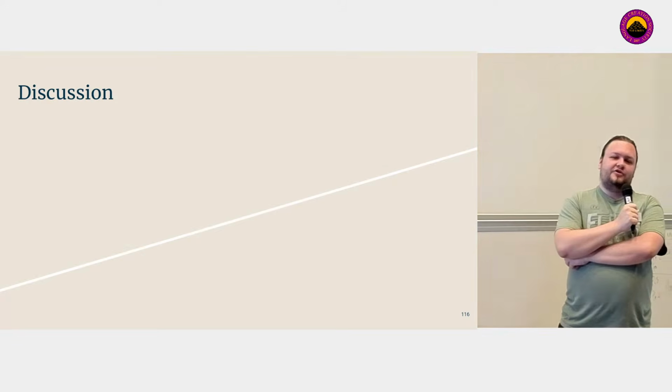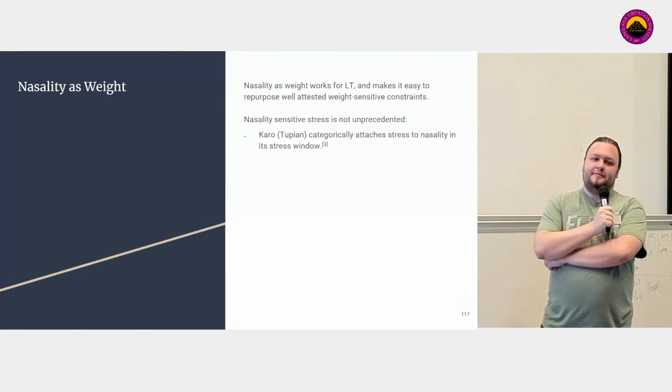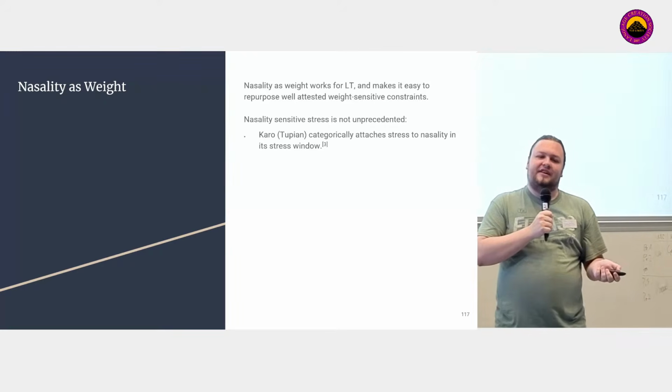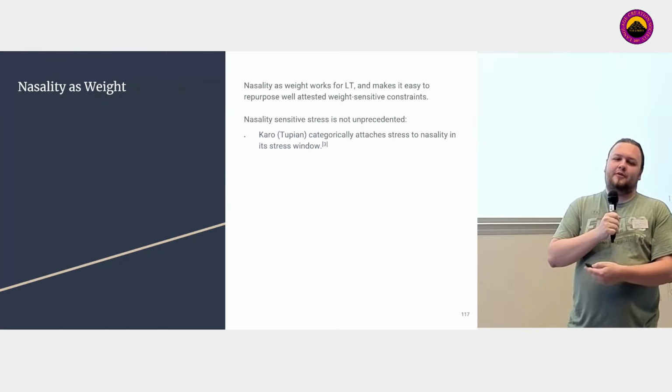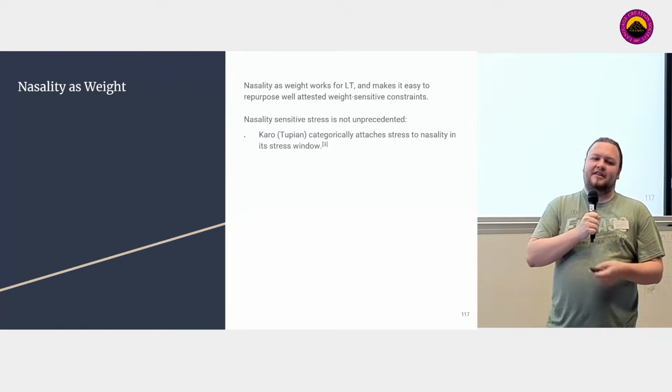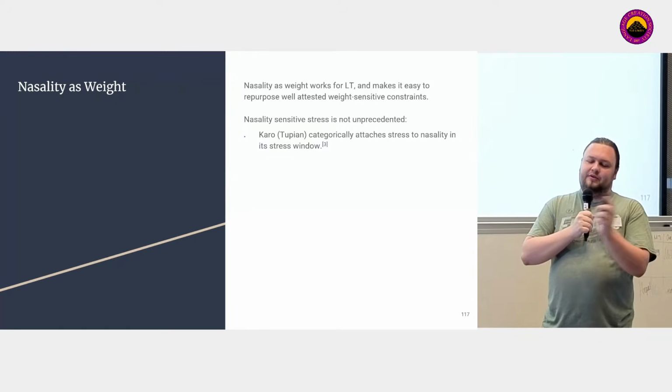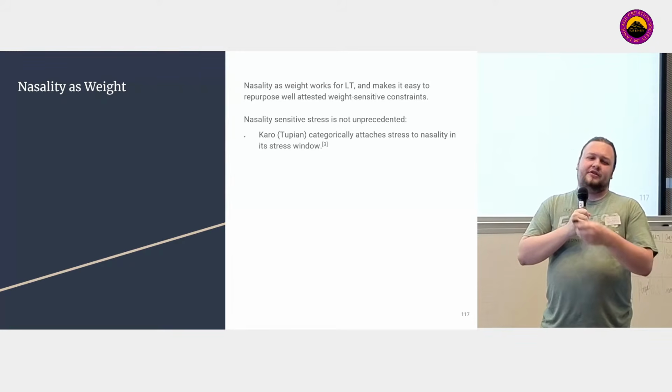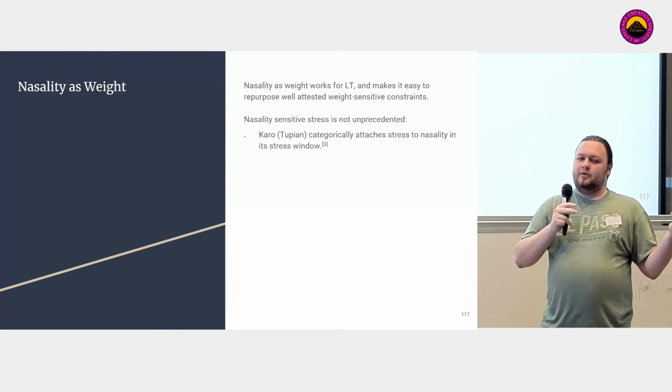Finally, some discussion on why this is interesting. Firstly, nasality as weight is not actually fully unattested. NSP is, as far as I can tell, but Karo, a Tupi language, categorically attaches stress to nasality in its stress window, which is the last 2 syllables of the word. Tokétok just has the stress window as the entire word.